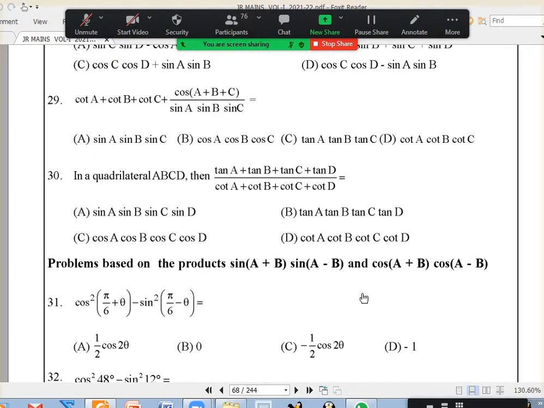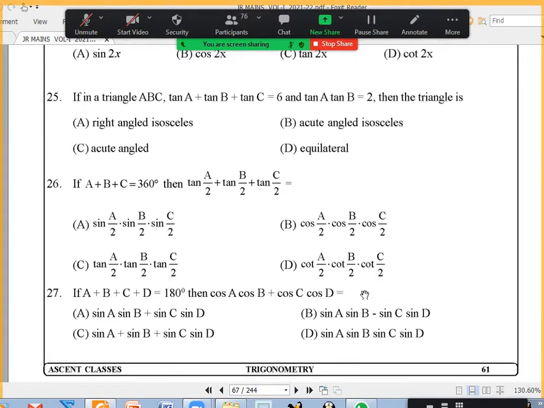Sir, in the 25th question, doubt, sir. It's a triangle, no, sir. So, A plus B plus C is 180. If we multiply tan on both sides, we get tan of A plus B plus C is equal to tan 180. Tan 180 is 0. That means tan A plus B plus C formula is a fraction, numerator should be 0. From that only we got tan A plus tan B plus tan C is equal to tan A into tan B into tan C. Okay, sir.